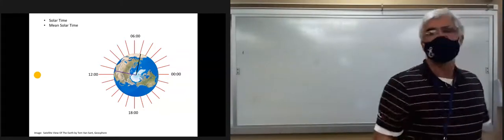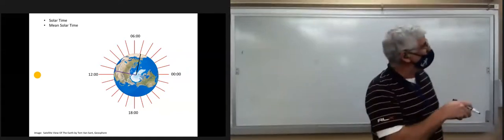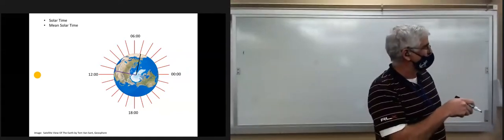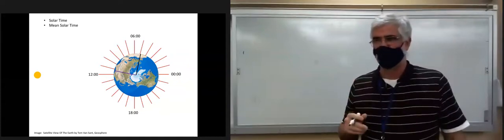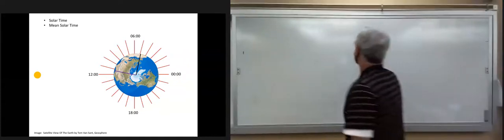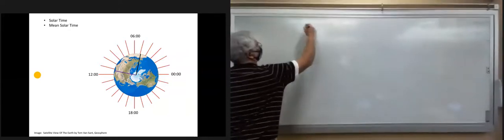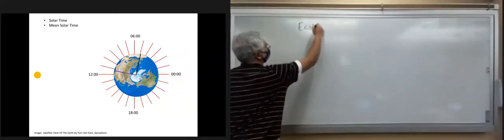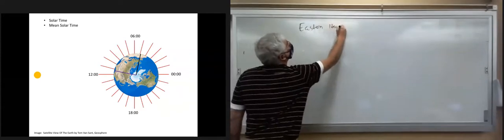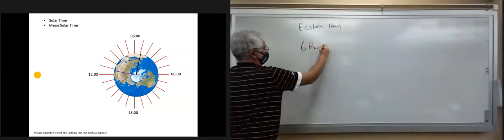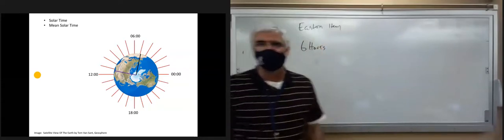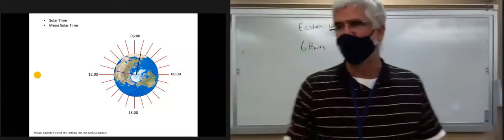We're going to name these time zones. What is the value of this purple time zone relative to Greenwich? What is the value in hours? It's 6. So we're in the Eastern Hemisphere, and this particular zone is 6 hours ahead of Greenwich.